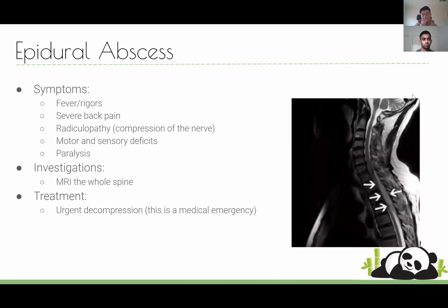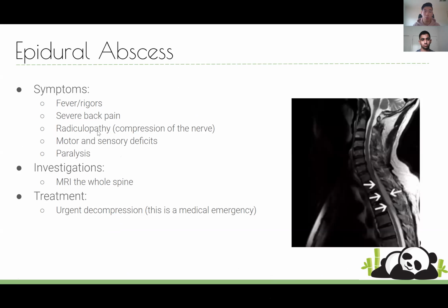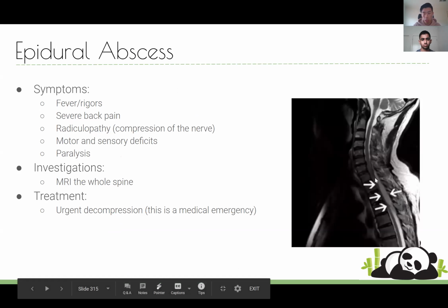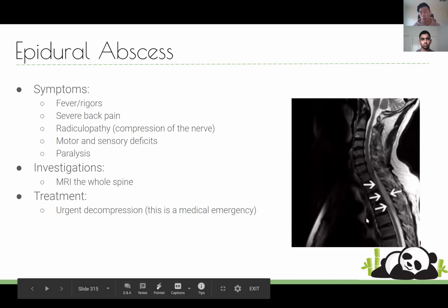And then finally, epidural abscess. So these have the classic signs of infection, so fever, rigors, and then severe back pain, which is at the location of the problem. Radiculopathy just means pathology associated with that nerve. Because of the compression of that nerve, you get motor and sensory deficits logically. You need to MRI the whole spine because you don't know where specifically the lesion will be, or if there might be a couple of lesions, and these require surgery to decompress.